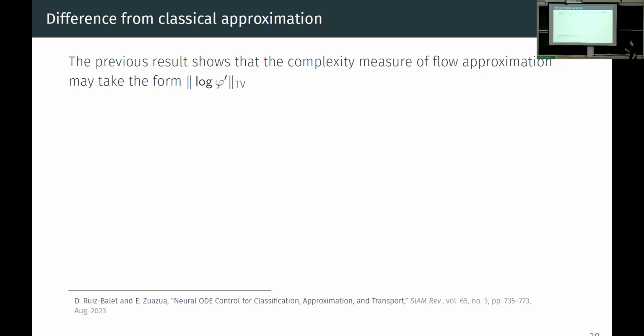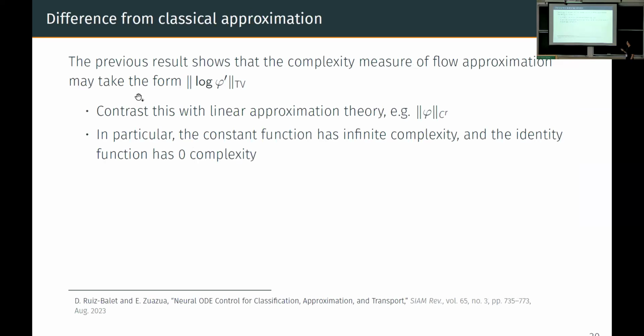So the complexity measure of flow approximation in this case takes the form of the total variation of log of phi prime. Okay, if you compare this with linear approximation theory, usually it's phi's derivative, right, C^r. But here, this is very different. In particular, if you look at this under our complexity, the constant function or the zero function has infinite complexity, right? Its complexity here is infinite. Whereas for linear combinations, approximating the zero function is trivial. So something that's very easy for a linear approximation to approximate is very difficult for this approximation space.